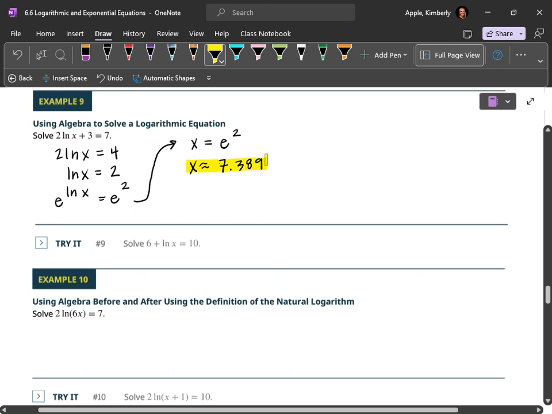All right. If you want to try number 9, you should obtain x equals exactly e to the 4th, which approximately is going to give us 54.598.